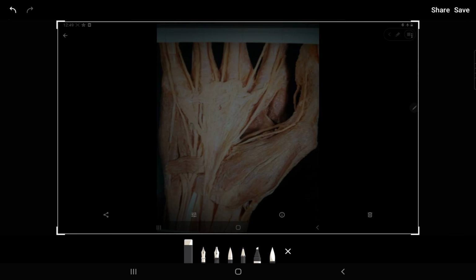Okay, so look here, just for a minute. This is your palmar aponeurosis, and you can see here the two muscles. Which muscles I'm going to show you.